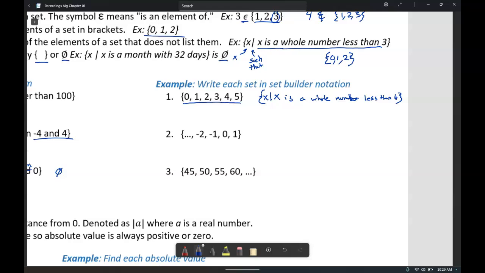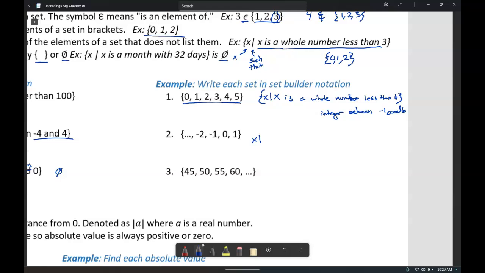We could also say x is an integer between -1 and 6. Those are probably the only two that we could do, an integer between -1 and 6, or a whole number less than 6. That is the only way to include those without including any extra values.